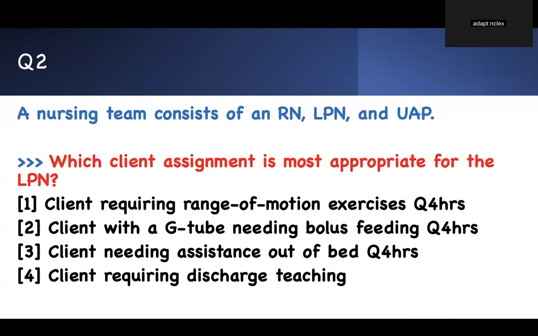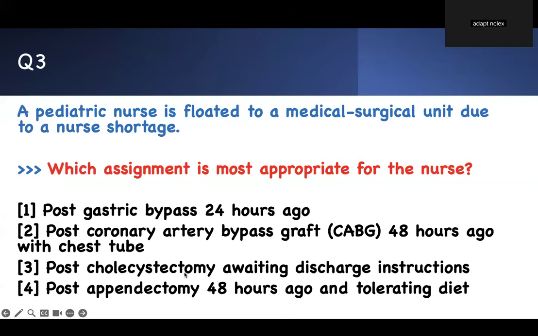So what should the LPN be assigned? Which tasks should the LPN be assigned? It should be number 2, because they can do tube feeding, they'll be able to take care of the G-tube. And this is the right answer. Analyze the question critically, and it will pop out like candy.